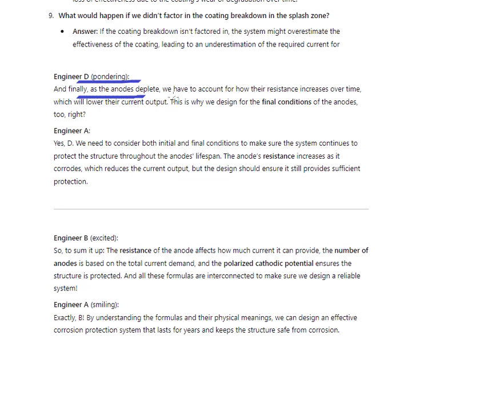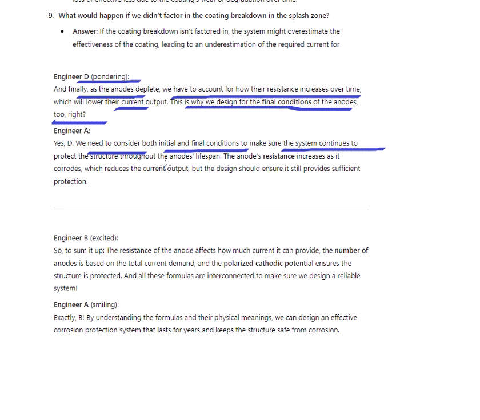And finally, as the anodes deplete, we have to account for their resistance increasing over time, which will lower the current output. That's why we need to check the final conditions of the anode too. If there is an increase in resistance, it will lower the current output. So yes, we need to consider both initial and final conditions to make sure the system continues to protect the structure throughout the anode's lifespan.